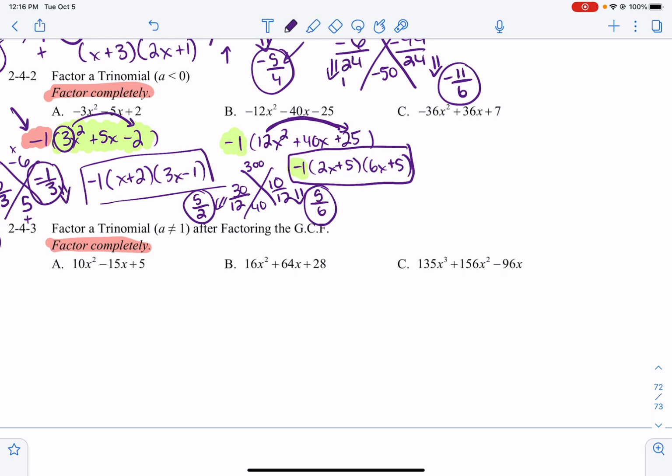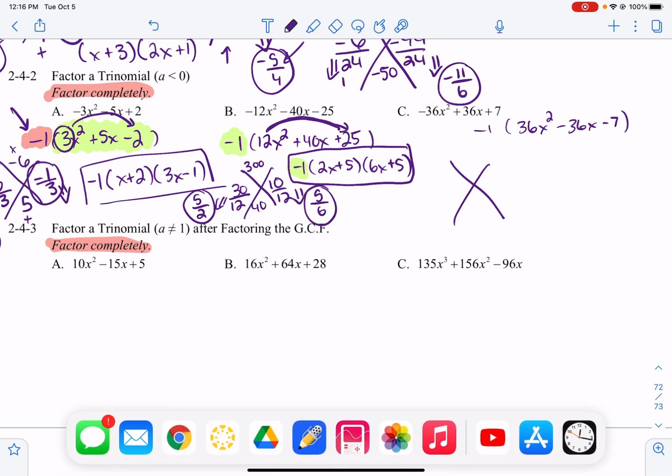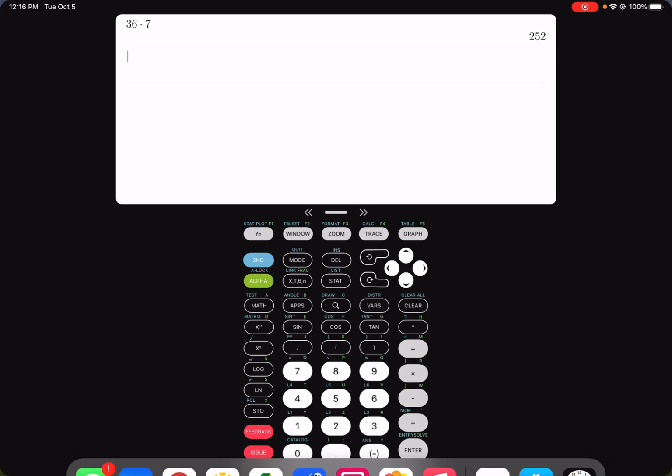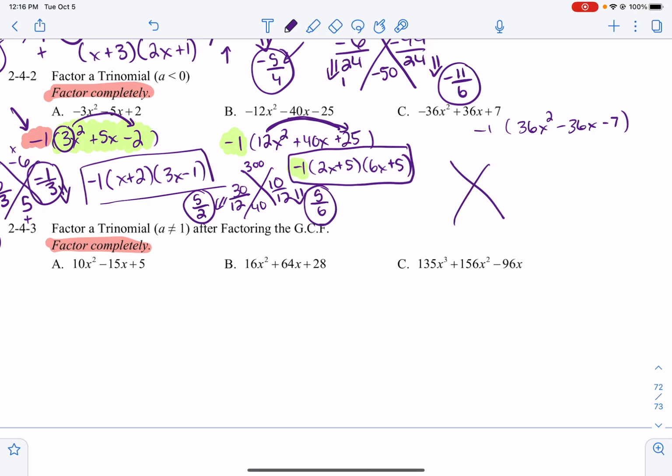Okay, C. I've got another negative in front of my x squared. So I'm going to factor that out, negative 1. And I'm left with 36x squared minus 36x minus 7. So it changed all of my signs. And now my big X is ugly because I have to do 36 times 7. I don't know what 36 times 7 is. 36 times 7. 252. So on top, I've got 252. Actually, I have a negative 252. And on the bottom, I've got negative 36.